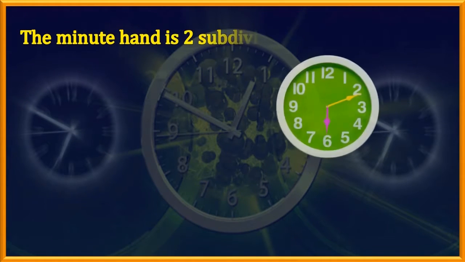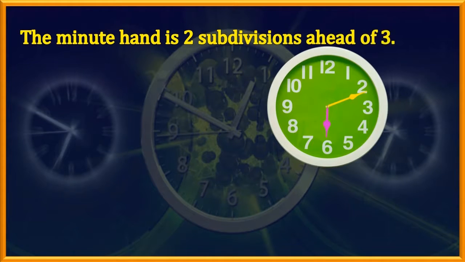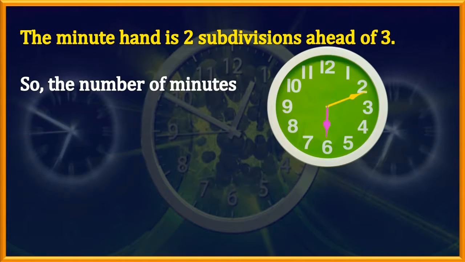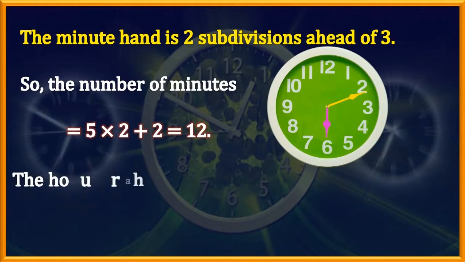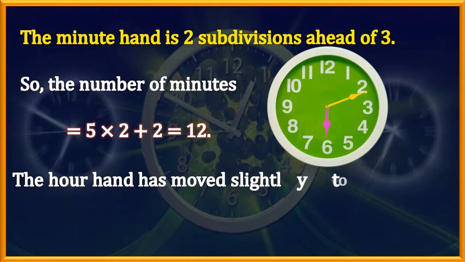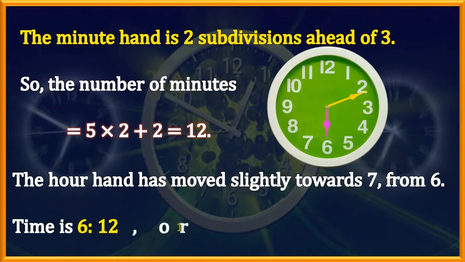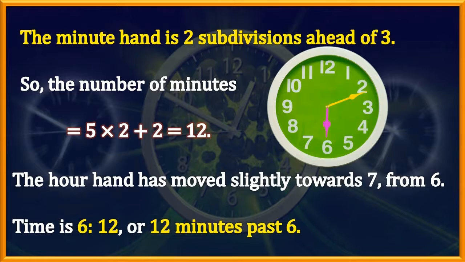In this clock, the minute hand is 2 subdivisions ahead of 3. So, the number of minutes is equal to 5 into 2 plus 2, which is equal to 12. And the hour hand has moved slightly towards 7 from 6. Thus, the time is 6:12 or 12 minutes past 6.